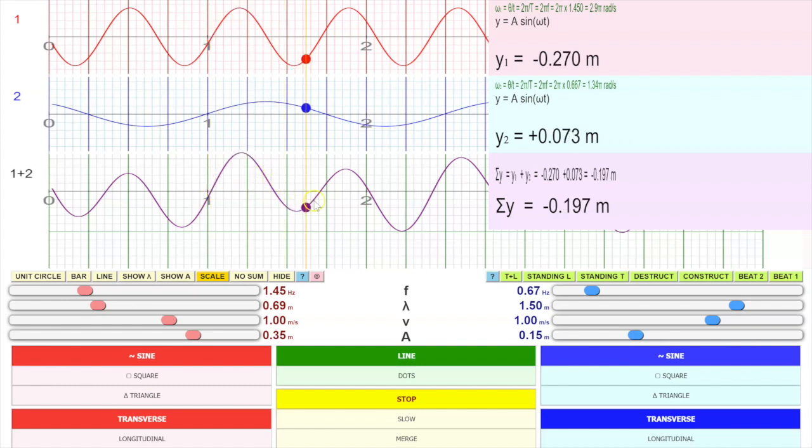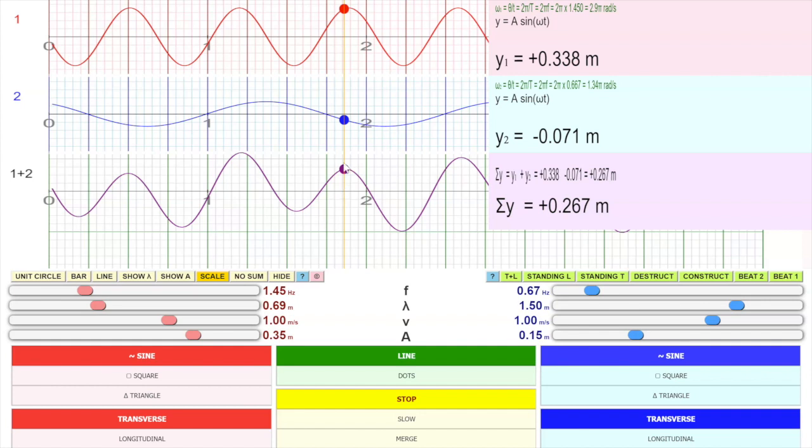Let's do one more point. Let's do another value. Let's go to a random point over here. So over here we can see that the amplitude for wave 1 at this point is positive 0.338 meters. The amplitude for wave 2 is negative 0.071 meters. If we were to add those two values together, we would get 0.267 meters, which matches up with our wave sum and our amplitude of our resultant wave over here.